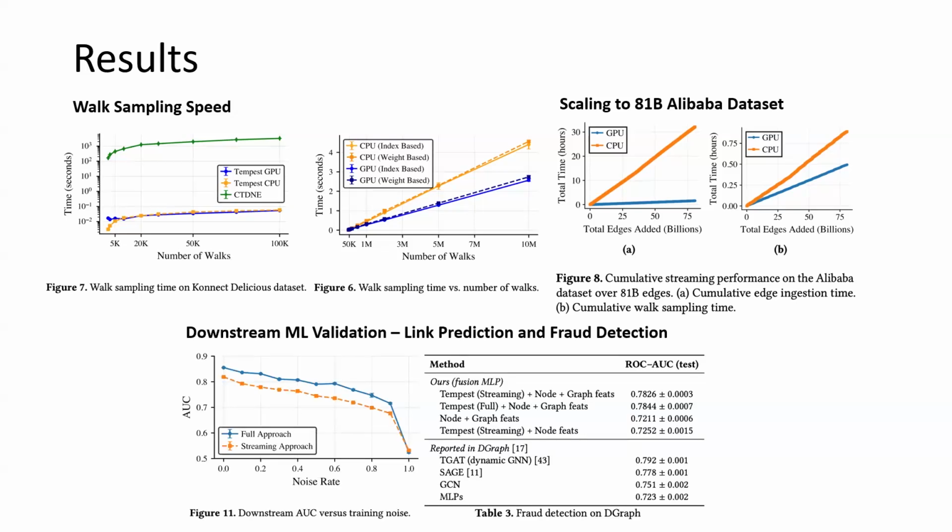And we also did a lot of downstream machine learning validation on temporal link prediction and fraud detection. And in both of the cases, our results were robust and accurate.